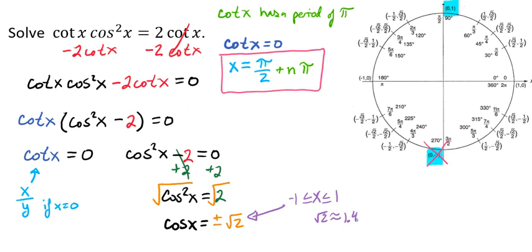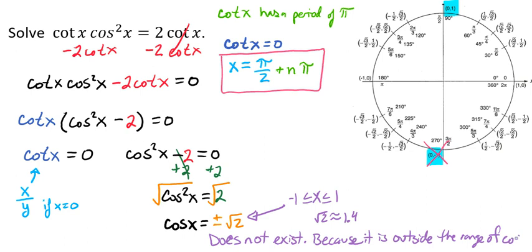So we get to say here that it does not exist, because it is outside the range of cosine. And that is our solution.